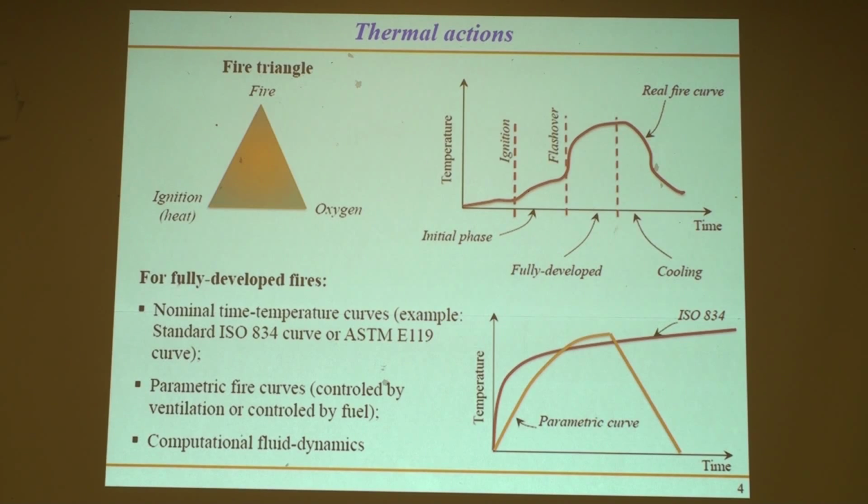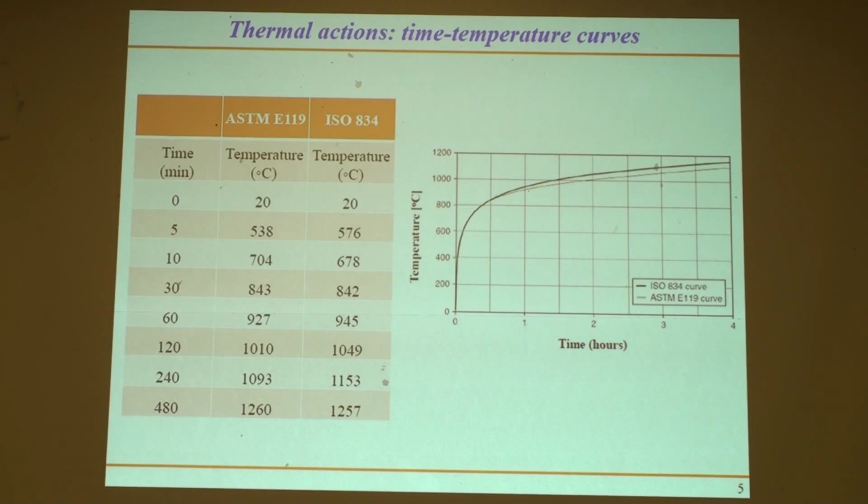And then if you have a little more information on what you're trying to model, you may come up with parametric fire curves, which may be controlled by ventilation or controlled by fuel. And you see they may already include the effect of cooling, which you don't have in a nominal time-temperature curve. Or you can go to full-blown computational fluid dynamics, which is very, very complex. For most cases, it's not practical. There are some codes available, but it's not very effective for design or even for performance-based analysis. That's where we're going to go with computational fluid dynamics.